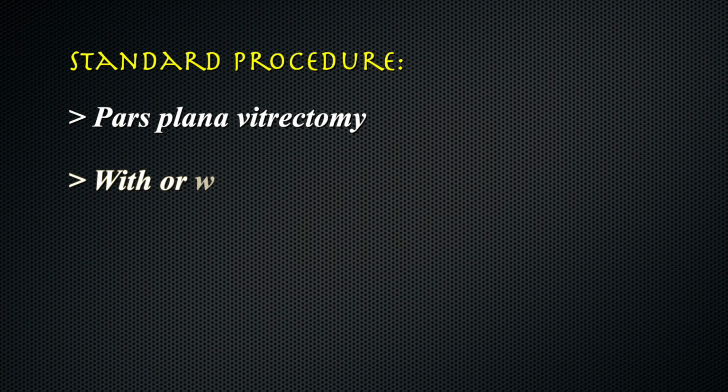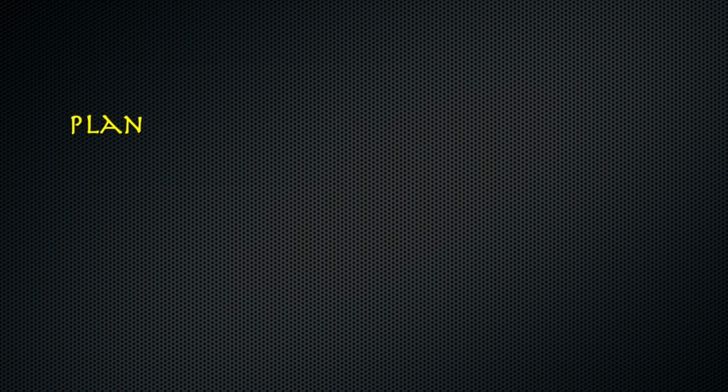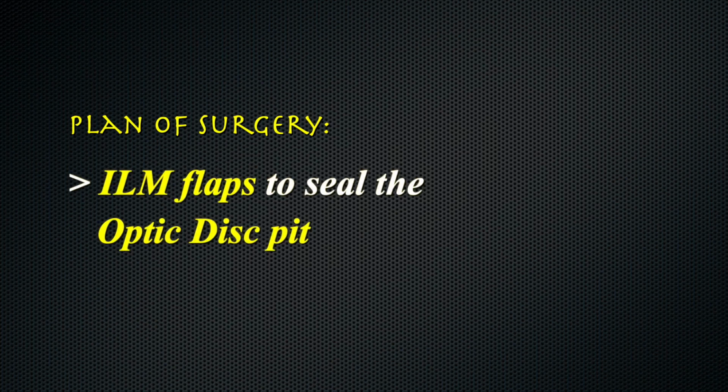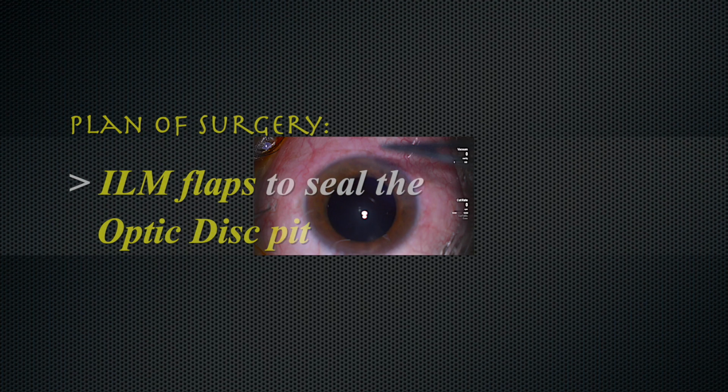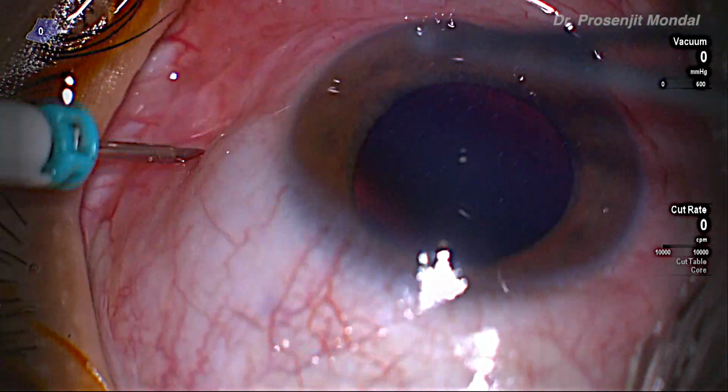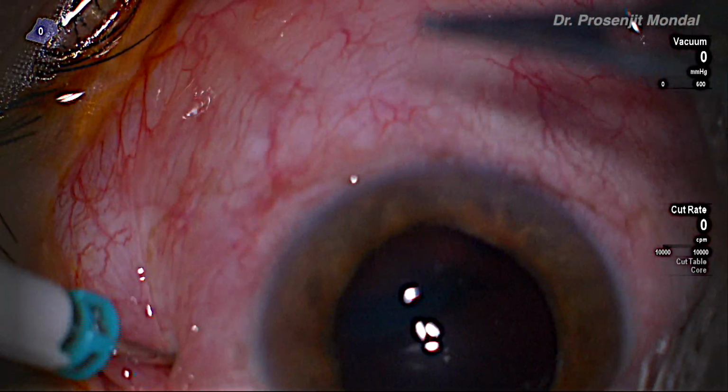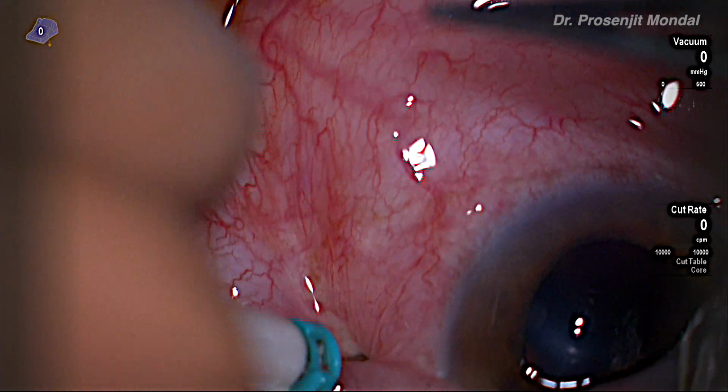The standard procedures for the management are pars plana vitrectomy with or without ILM peeling and gas injection. Here we plan for a novel technique of ILM flaps to seal the optic disc pit. Standard 3 ports are made 4 mm from the limbus as it is a phakic patient.